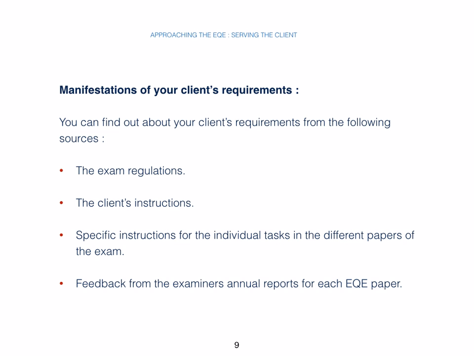In addition, you have a very important source of information about your client in terms of the feedback from the examiner's annual reports for each EQE paper that I recommend you study when you are doing past papers. Always compare your answers with the examiner's reports.